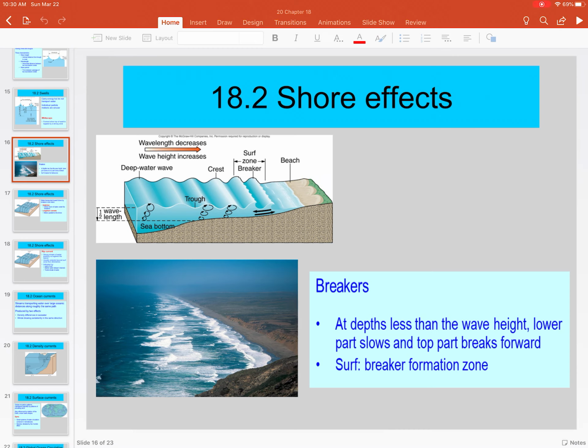Now, the surf is the breaker formation zone. So you can see here on this picture, all of these waves coming in. These are going to be where you have the breakers occurring. And that's where people are going to want to go out and surf. They're going to go out and get behind it, and then they're going to try to ride in on one of these breakers as it's coming into shore.